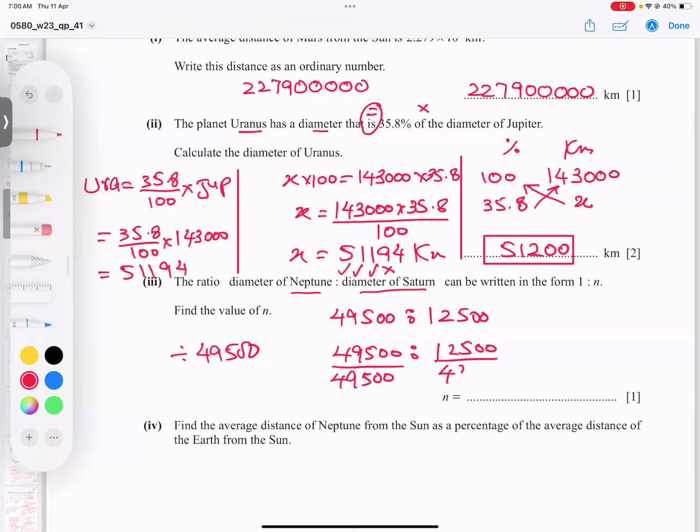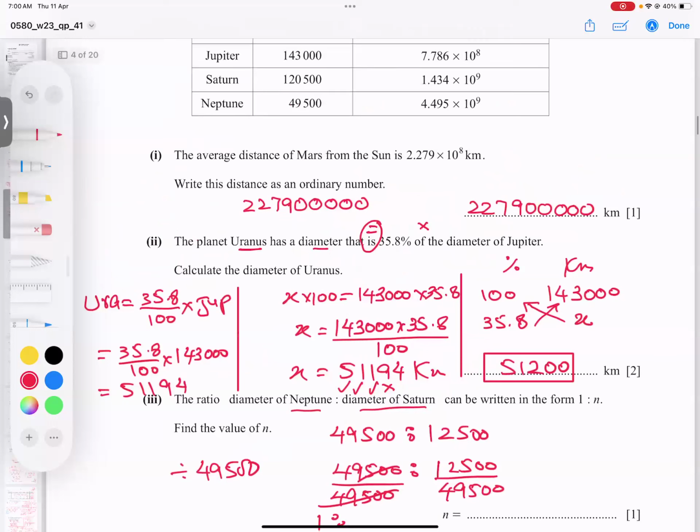49500, 49500. So this is cancelled. We can give you 1, but other side 12500 divided by 49500. It is giving us, wait a minute, just once again, it is asking for Neptune before and Saturn later. Wait a minute, please. Neptune. I think I wrote it, yes, Neptune before. Yeah, Neptune, you write before. Okay. And one minute, recheck again.